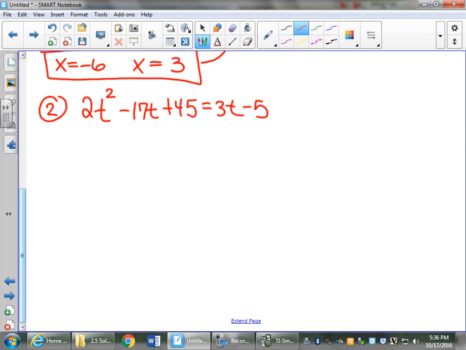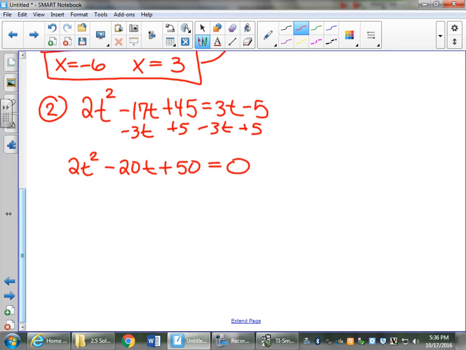So I'm going to move everything to the left side of the equation. I'm going to subtract the 3t and add the 5. I'm going to get 2t squared minus 20t plus 50 equals 0 now. Another trinomial. Okay. If you're looking at this closely, you should notice that there is a GCF on this problem. GCF is still always the very first step of factoring. So we're going to factor out a 2, divide all of our terms by 2.